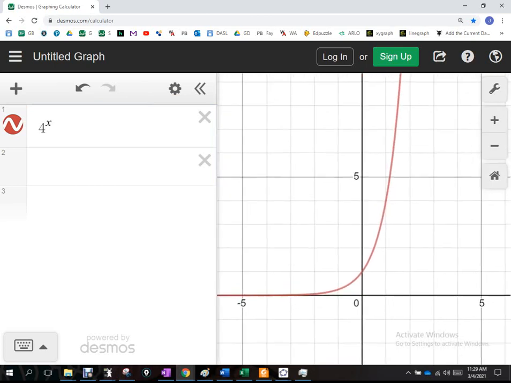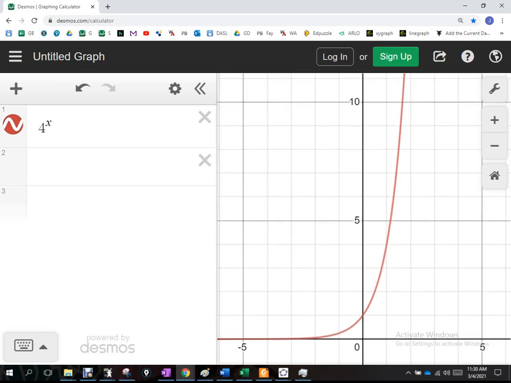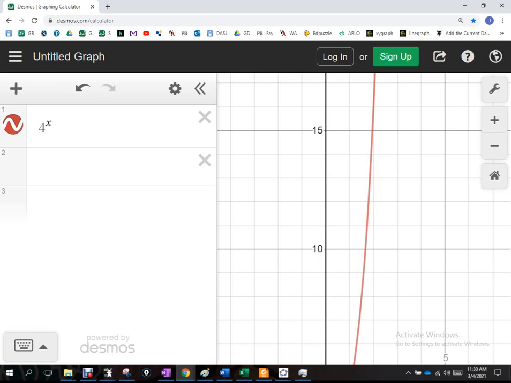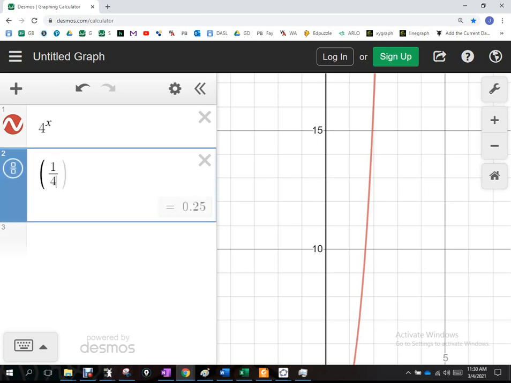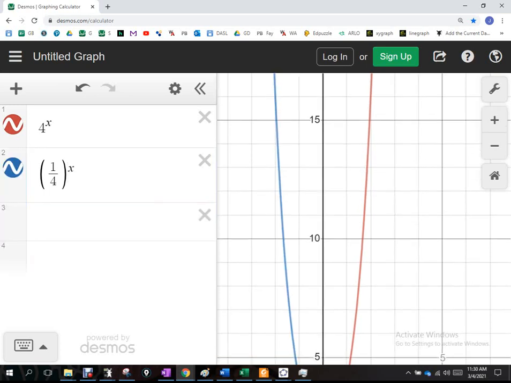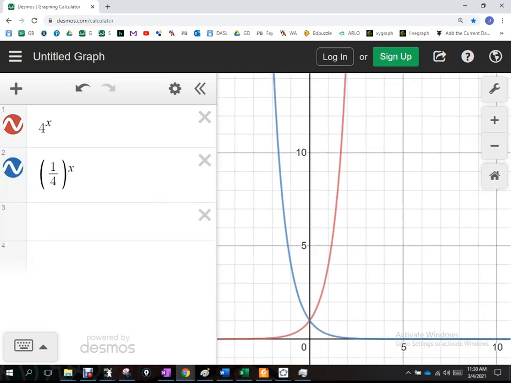And now think about reflecting that on the y-axis, which basically means this point here is going to stay. That point right there is going to flip to right there. Does that make sense? Okay. Got a couple other nice points here. This point here, it's actually that point right there. It's going to flip to right there. If I go 1/4 raised to the x, you see that exact reflection, right?